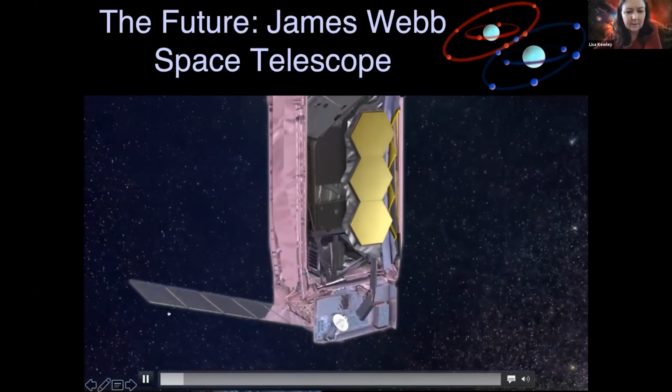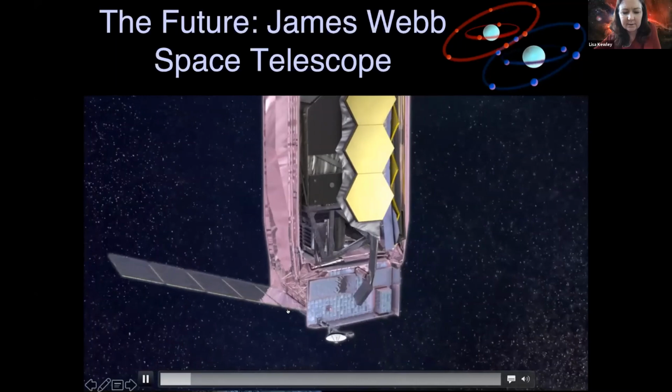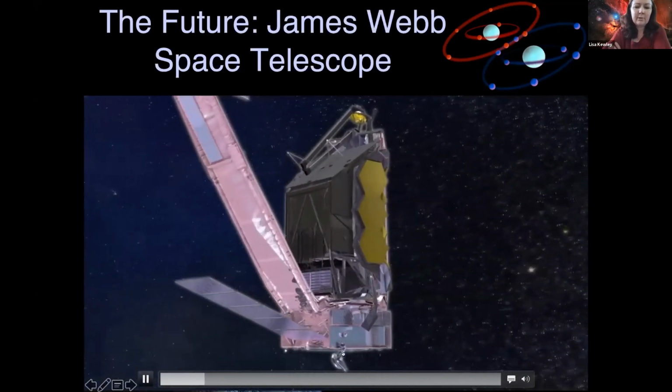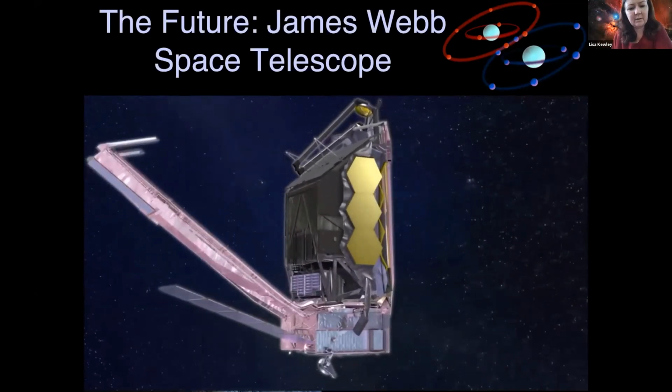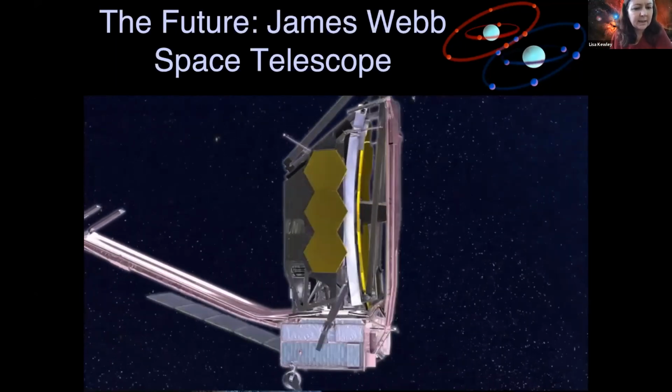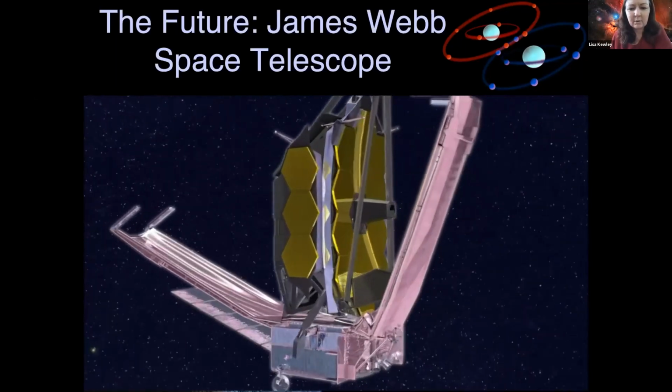So these are solar panels, which are giving the telescope the energy. The little thing at the bottom is the radar, which sends the signals back to Earth of the space telescope data. What's opening up now are the solar shields.